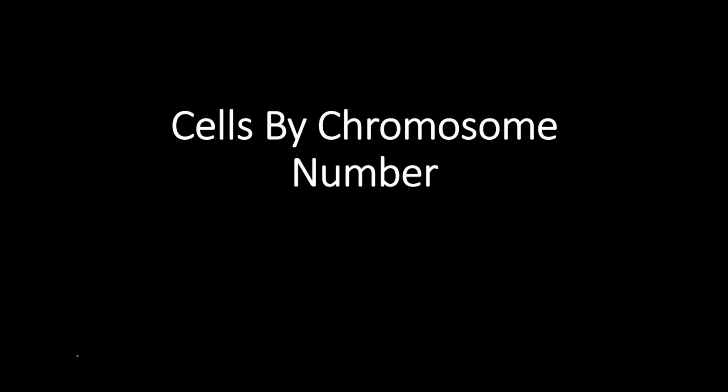Today we're talking about cells by chromosome number. There are two different cell types in the body that are different because of the number of chromosomes they have, and that's what we're going to talk about today.